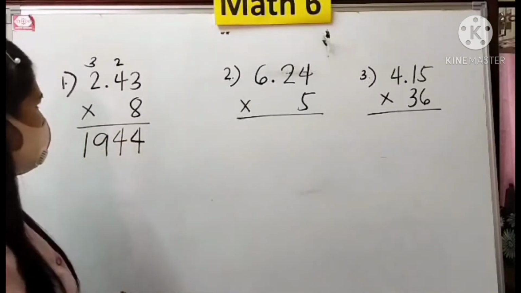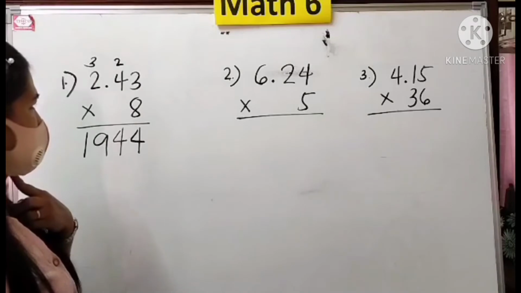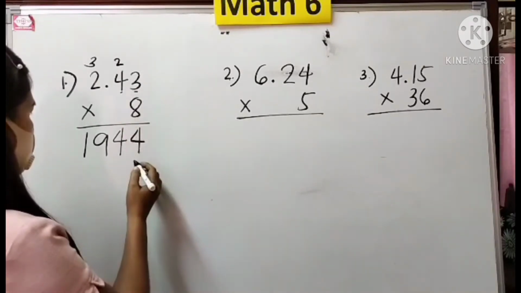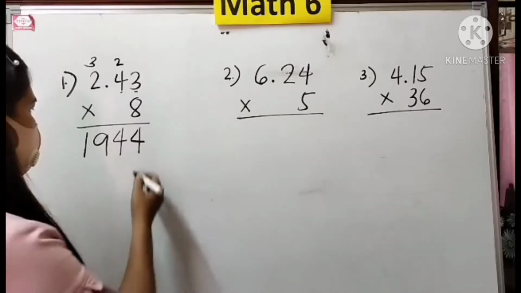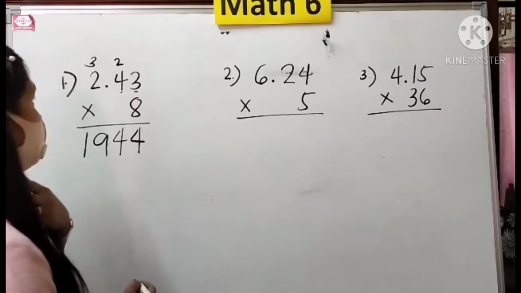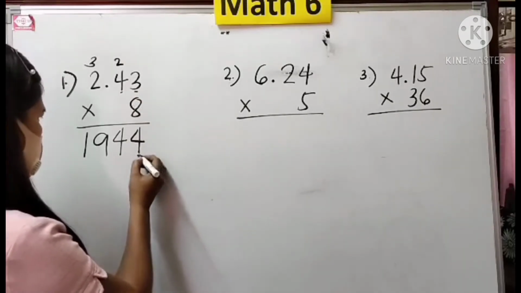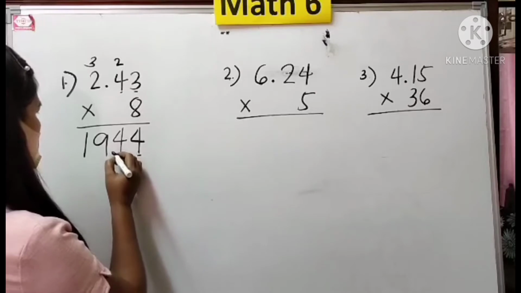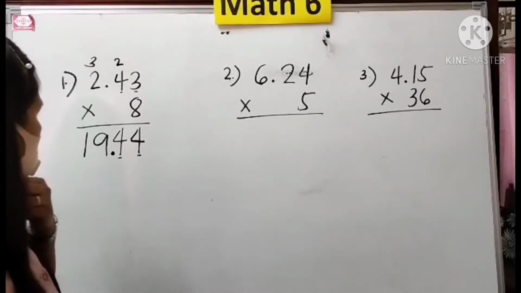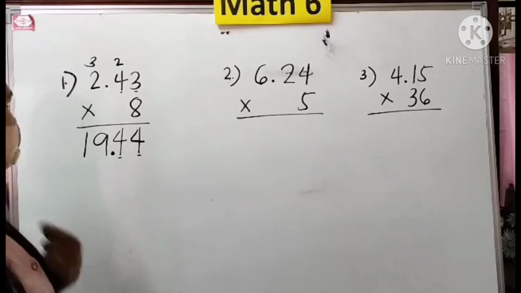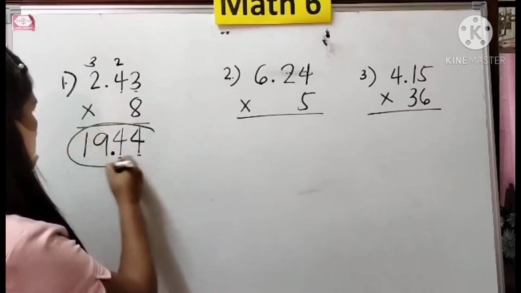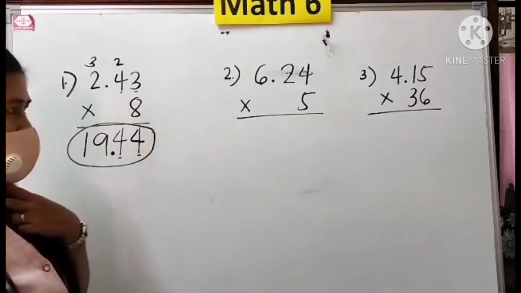Okay, and then count the number of decimal places in the factor. The number of decimal places in the product is the same as the number of decimal places in the factor. So we have 1, 2, so your decimal point will be here. So the final answer for 2 and 43 hundredths times 8 is equal to 19 and 44 hundredths.